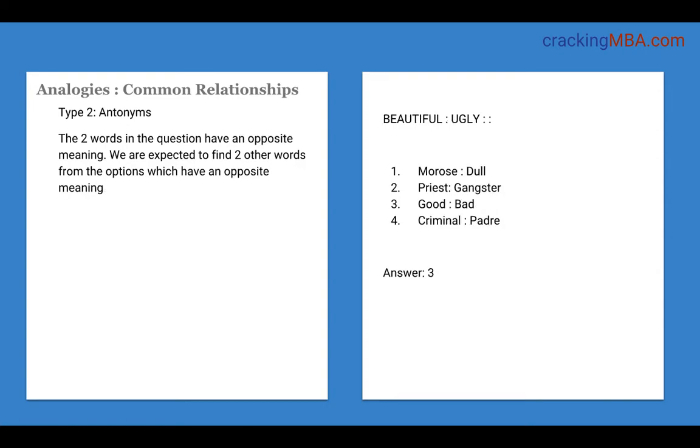Next is antonyms. Antonyms basically means opposite in meaning. So the two words mean opposite to each other, and hence from the options we need to find those two words which are opposite in meaning to each other. For example, the question is saying beautiful is to ugly. Beautiful is the opposite of ugly. From the options we can find that good is the opposite of bad. So directly we can pick up this option and move on. You don't have to look at all the others and try to find out their relationships. If you can find a direct fit, just go for it and move on.